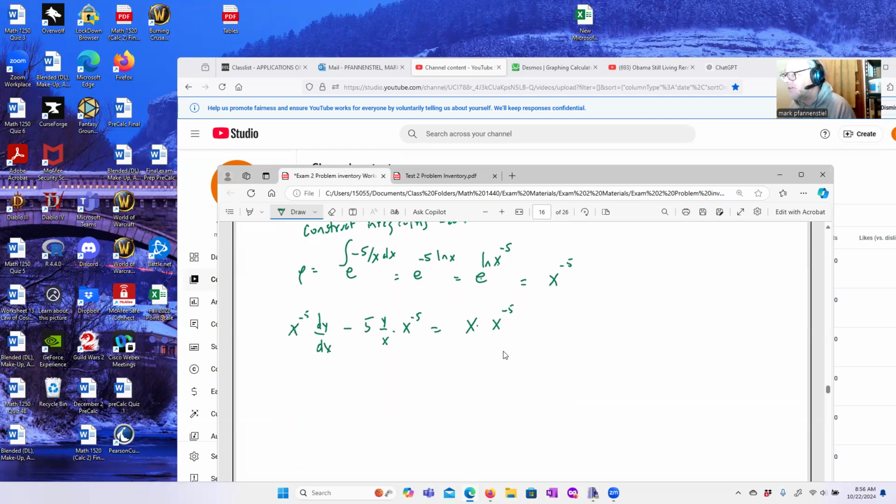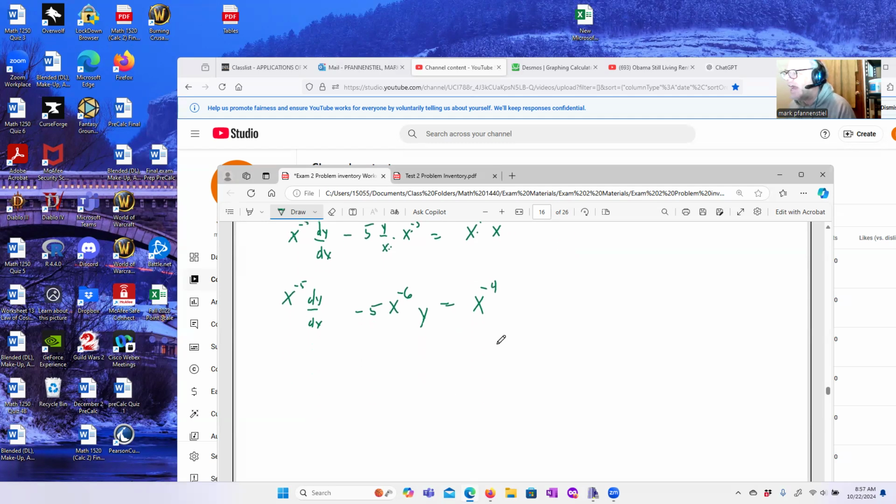Let's clean this up a little bit, shall we? This is x to the negative 5 dy/dx. We have minus 5, and we have an x to the negative 5 times 1 over x. That's x to the negative 6, times y. Leave the y alone. Equals, on the other side, x to the 1 minus 5, and that's going to be x to the negative 4 there.